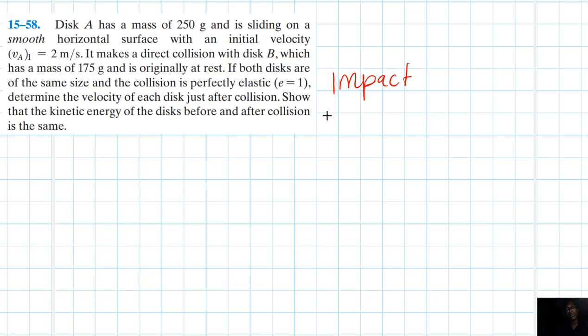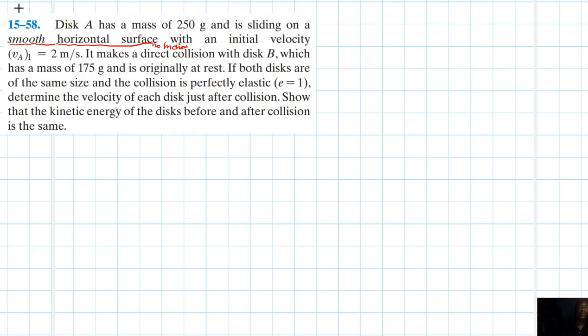An example of impulsive or impact loading is the striking of a hammer on a nail, or the striking of a golf club on a golf ball. Okay, so what is happening here? We have a disc that slides on a smooth surface. It means no friction here, a smooth horizontal surface, so this means no friction.